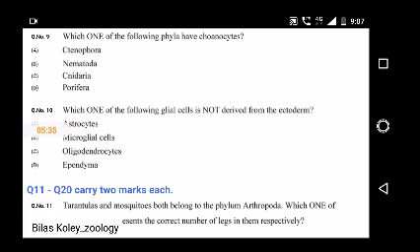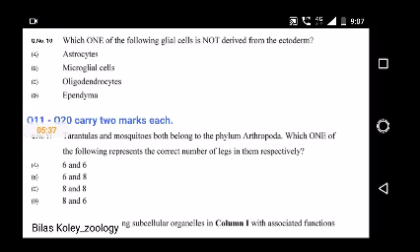Now we will discuss question number 10. Which one of the following glial cell is not derived from the ectoderm? And the options are astrocytes, microglial cells, oligodendrocytes, and ependyma. In these questions, the right option is option B.